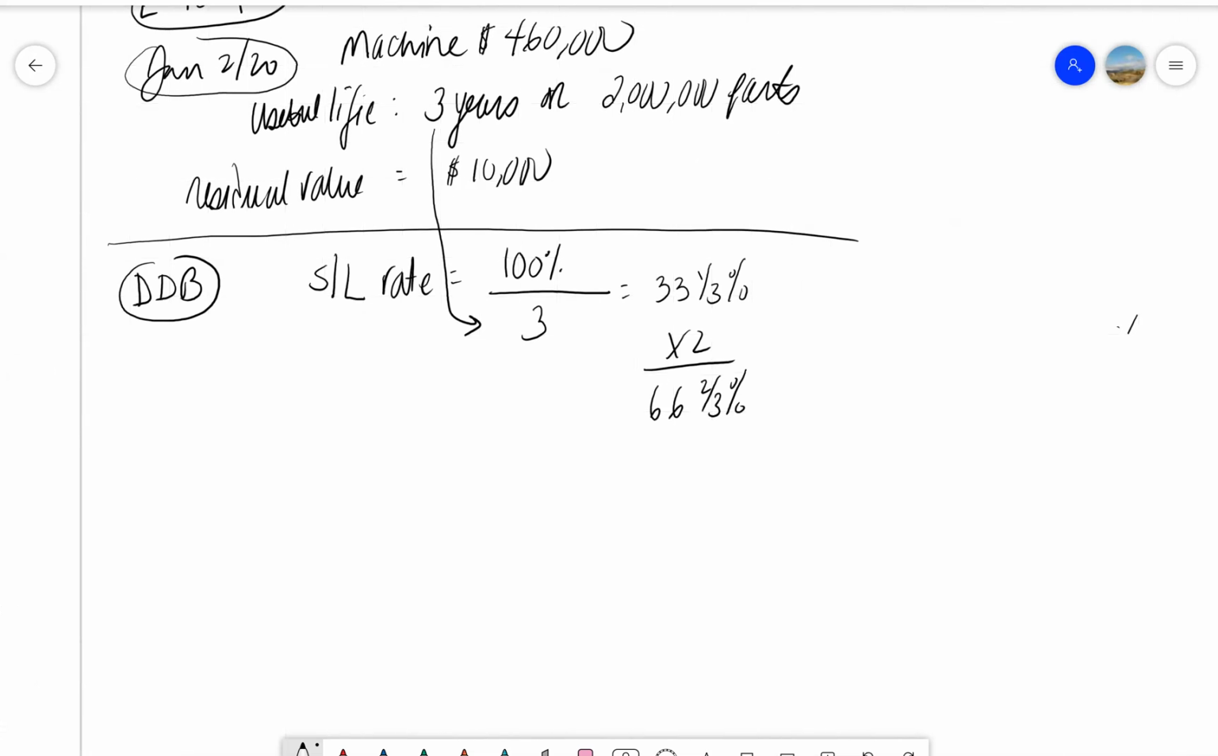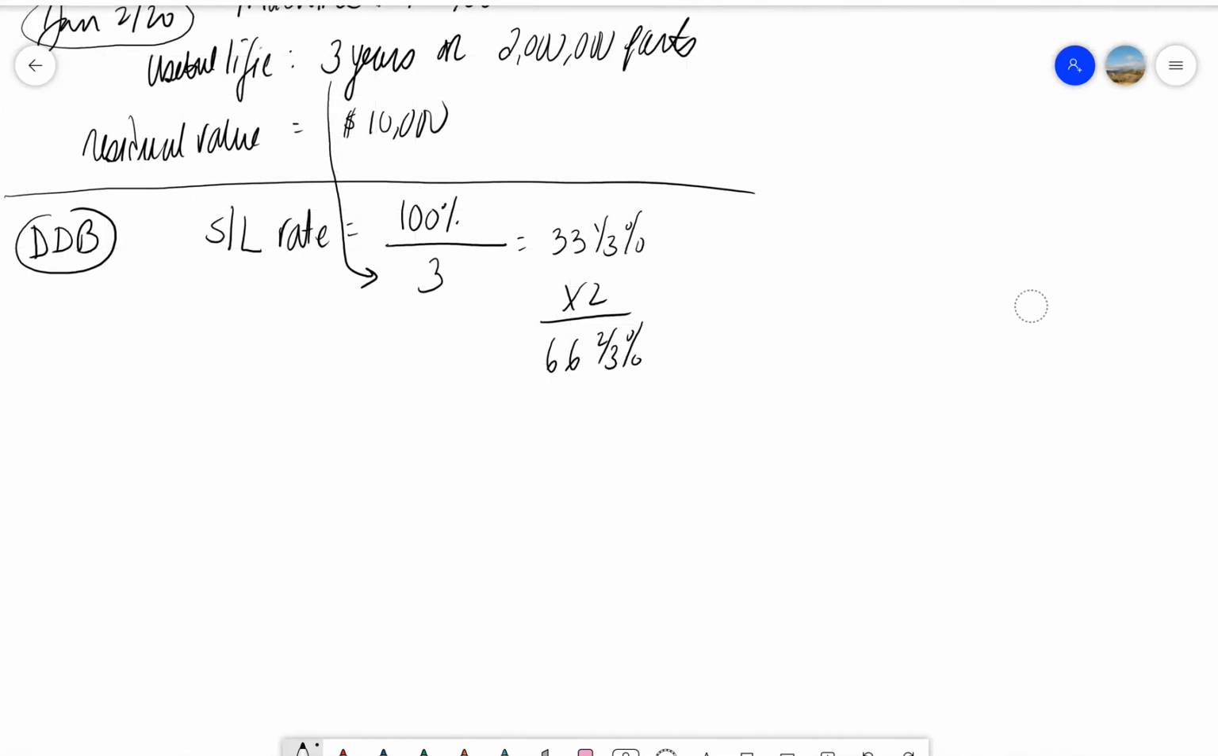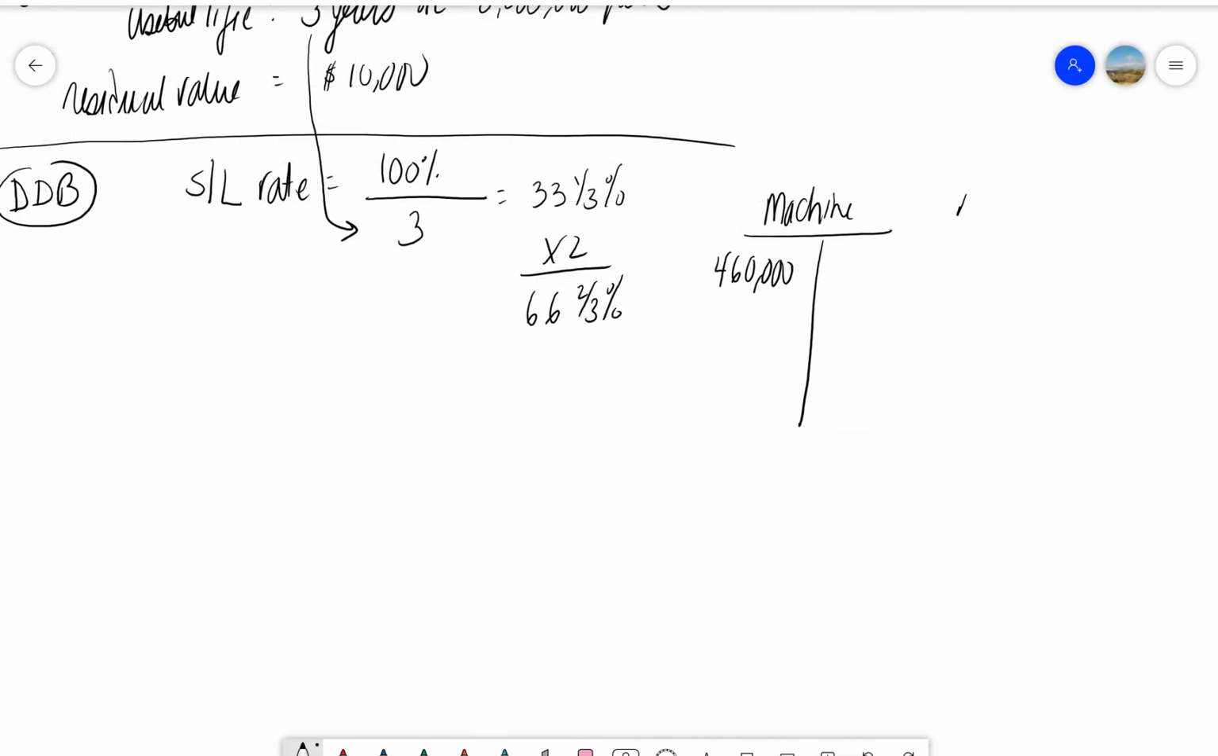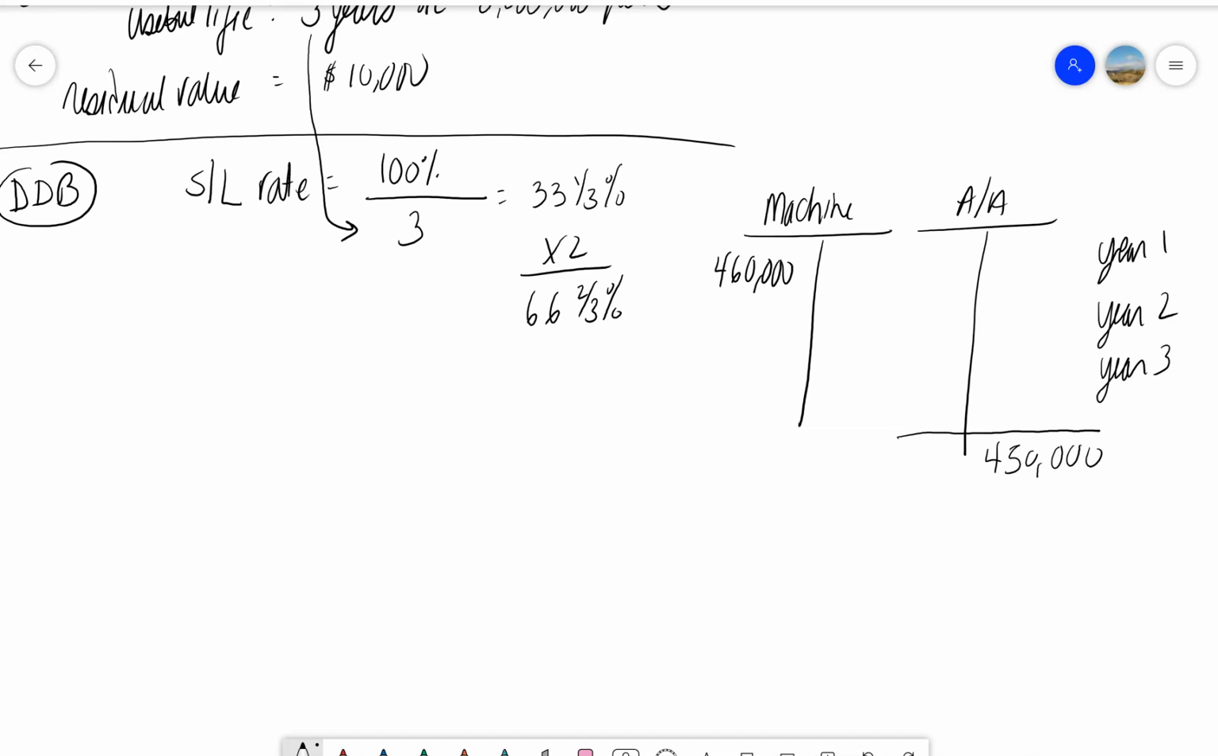And then what we do is we ignore the residual value until later on. So we're going to ignore the residual value, but what we should do is set up our T accounts. We want to make sure that we still end up with the same residual or book value at the end of 3 years. So we're going to start off with the machine at $460,000, and we're going to have our accumulated amortization, and we're still going to take amortization, for the first year, for the second year, and once again, likely for the third year as well. But ultimately, what we want to make sure is that at the end of recording all the amortization, we end up with $450,000 in our accumulated amortization account. Because remember, we still want to end up with a book value of $10,000.